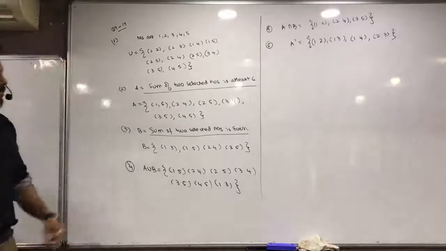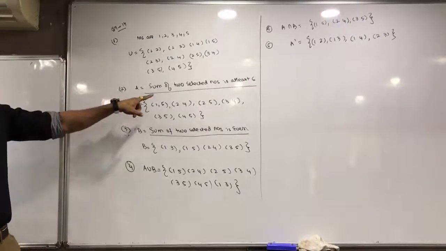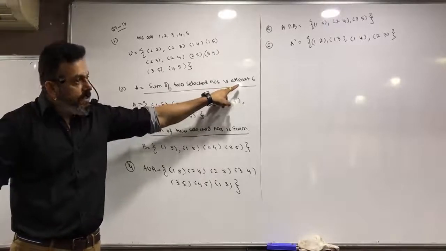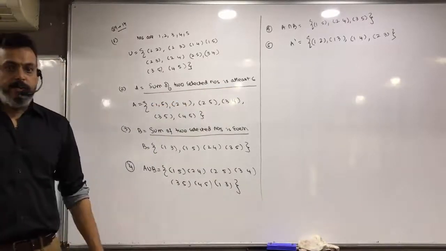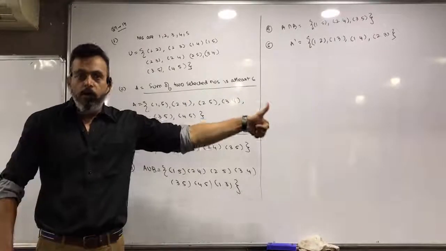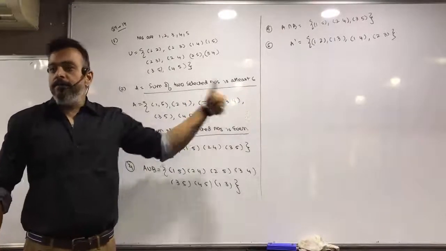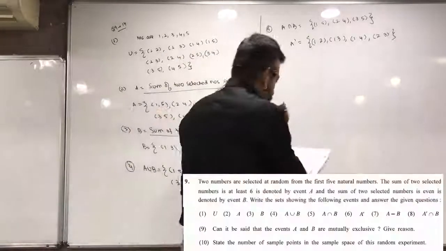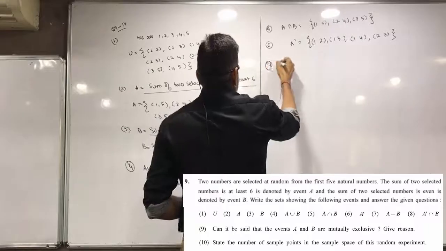Can I say A complement is that the sum of two selected numbers is less than 6? Can I say this, less than 6? Okay, because this is 6 or more. So what is the complement? Less than 6. Got it? Okay. Then 7th, A minus B.